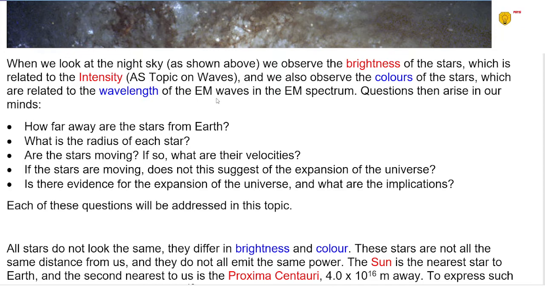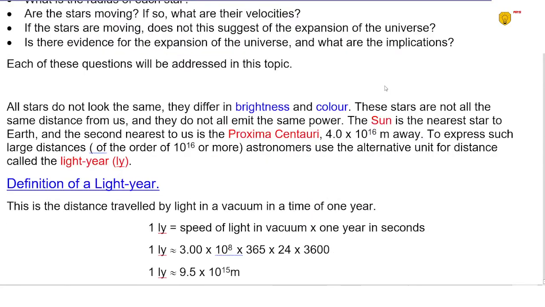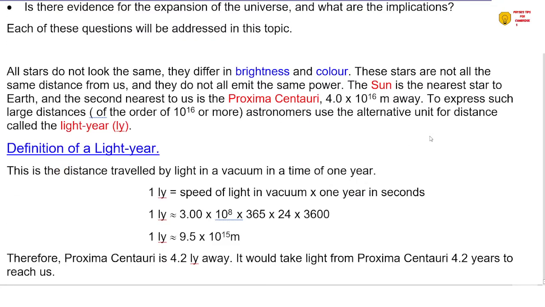So when we talk of the intensity, we're talking about the power and the amplitude, etc. And we also look at the colors of the stars, like we talked about, which are directly linked to the wavelengths. So the wavelength is linked to the color of those stars. So this is in the EM spectrum, that electromagnetic spectrum. So like I said, the stars do not have the same brightness and color.